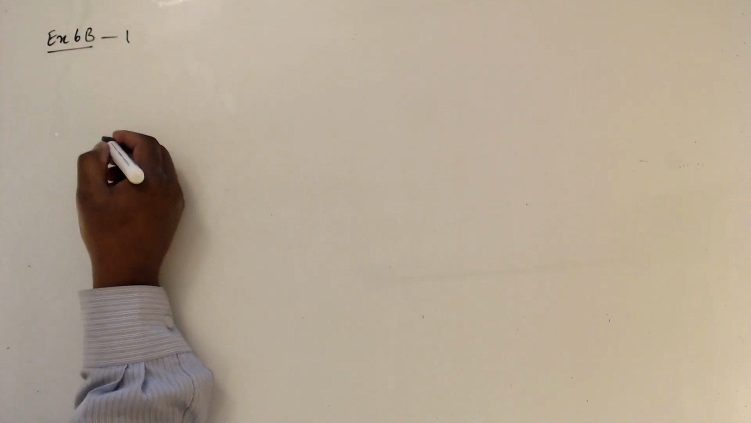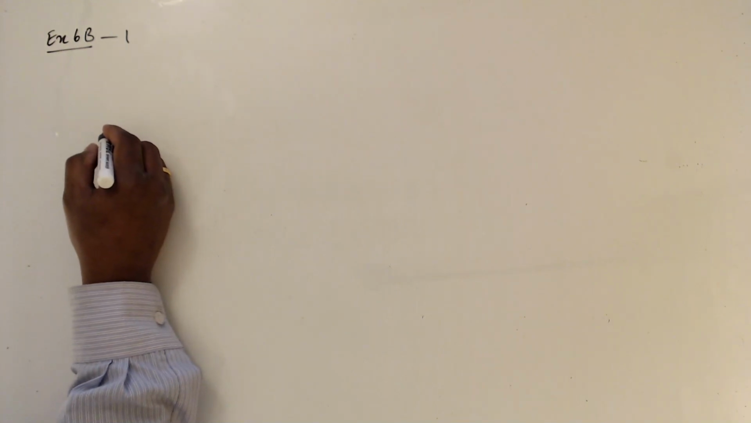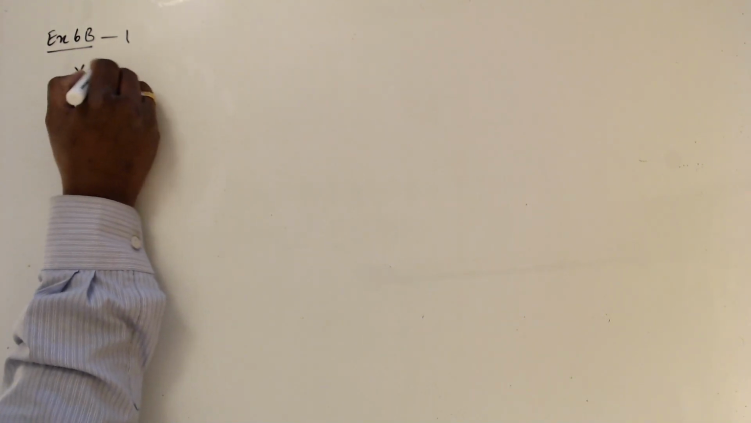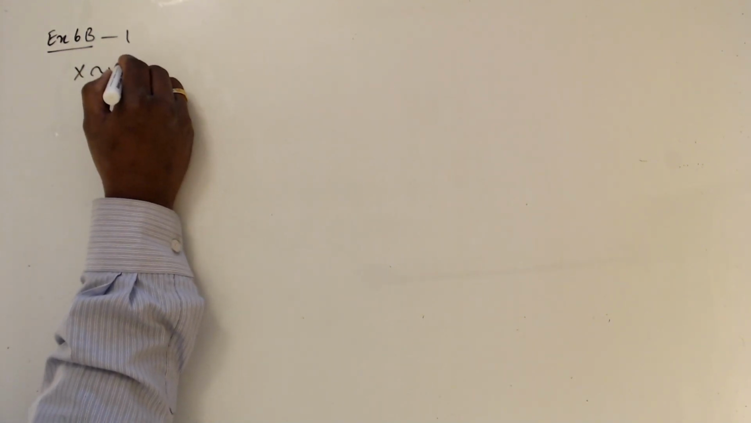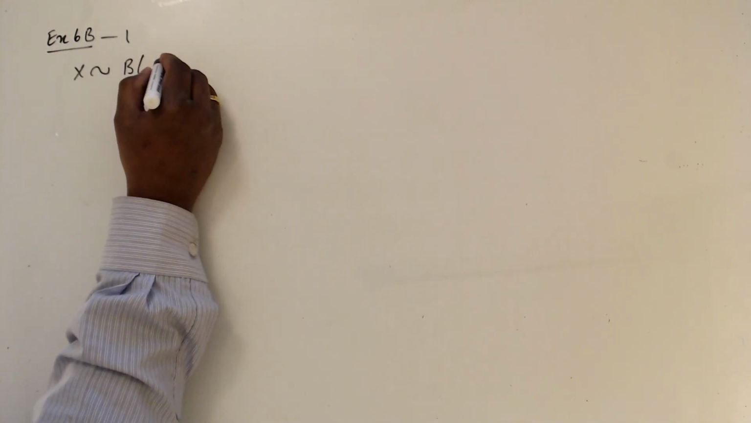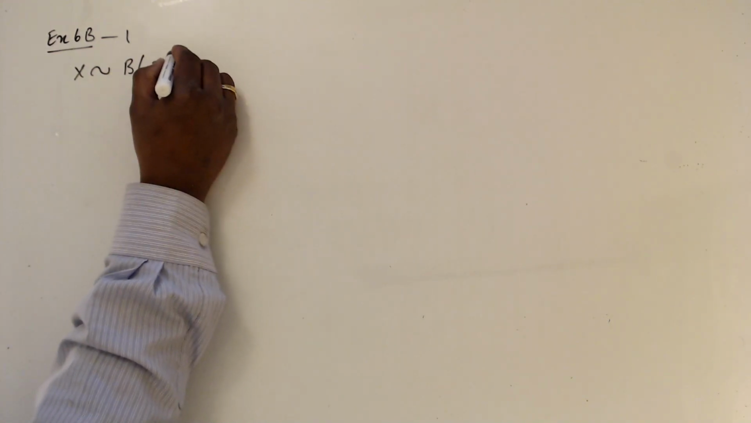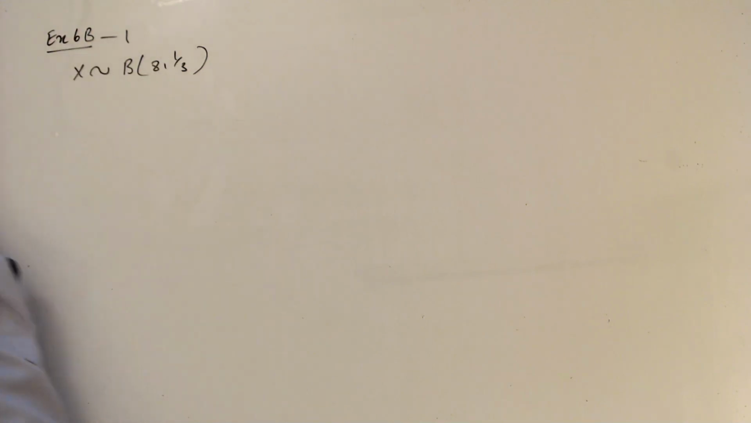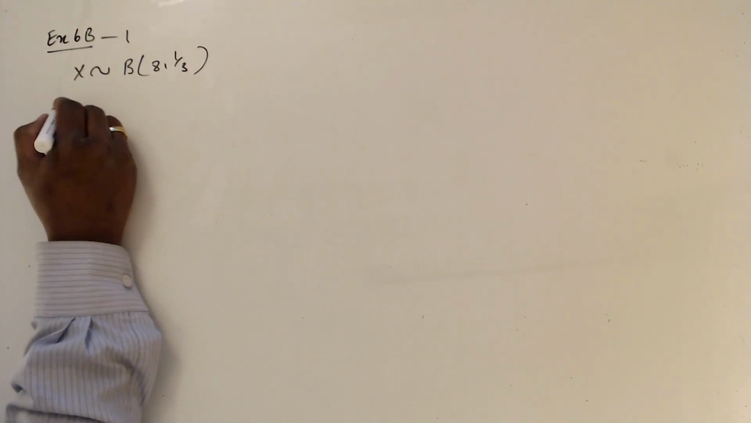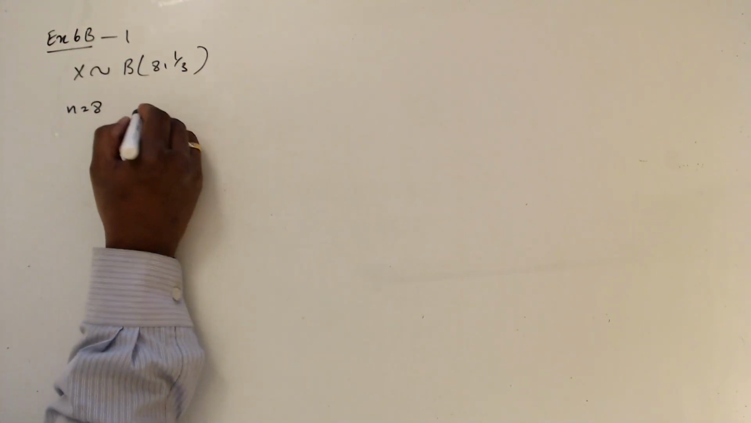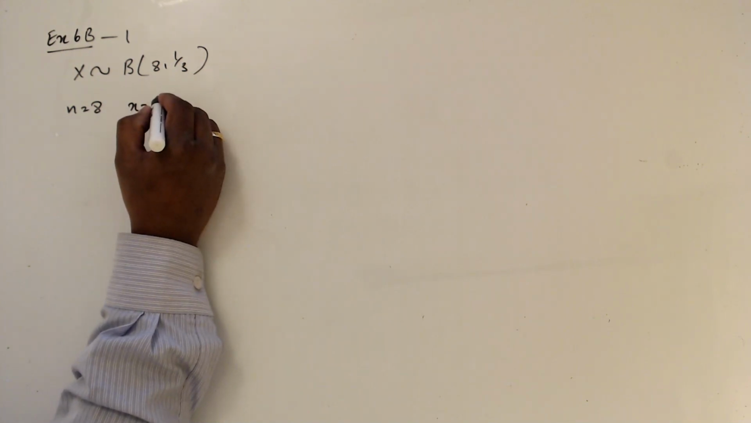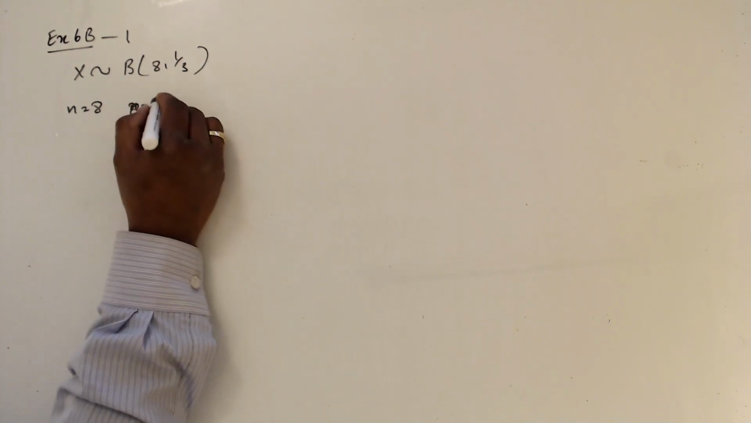Let's discuss exercise 6b, question number 1. X follows the binomial distribution with n equal 8 and p equal 1 over 3.